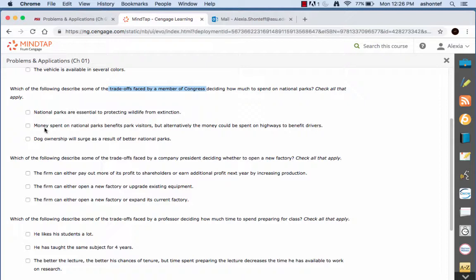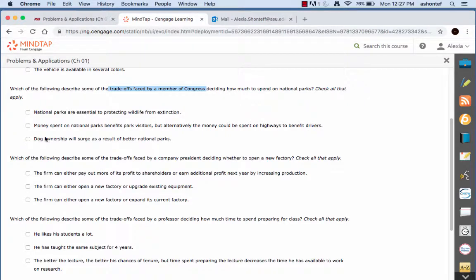The next one, money spent on national parks benefits park visitors, but alternatively, the money could be spent on highways to benefit drivers. So if you're the congressperson, this is definitely something that you would be having to be thinking about when you're making your choice or decision. It directly will have a relationship to the actual decision that you're having to make.